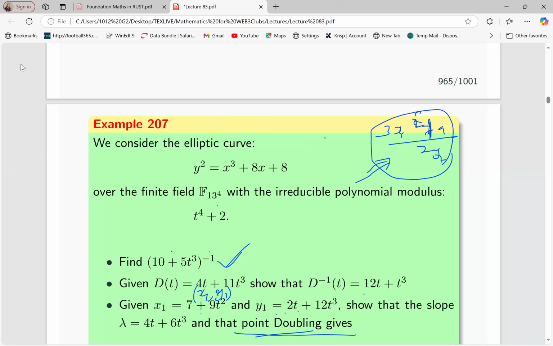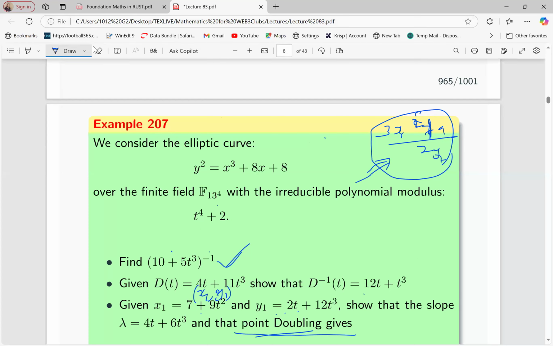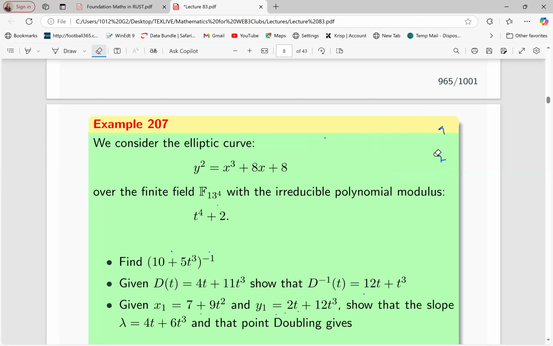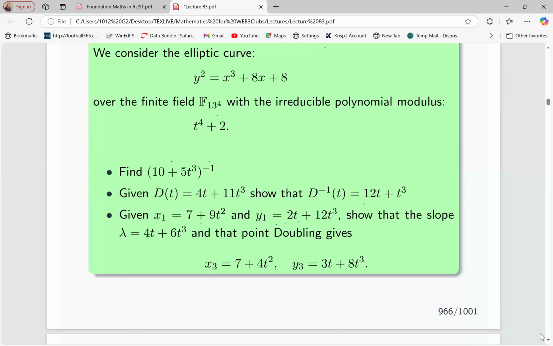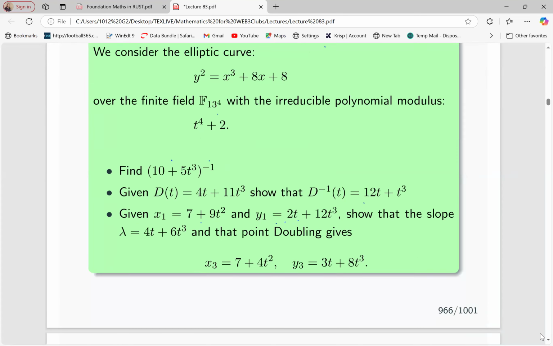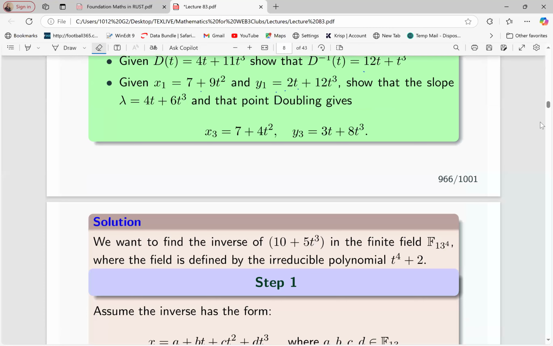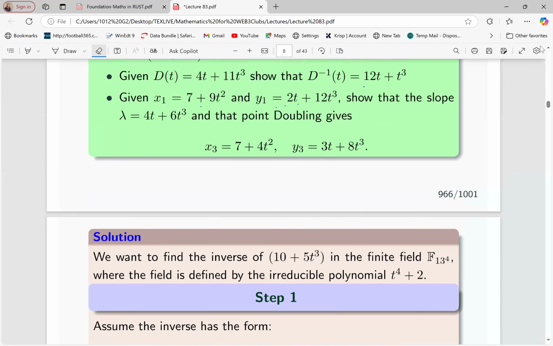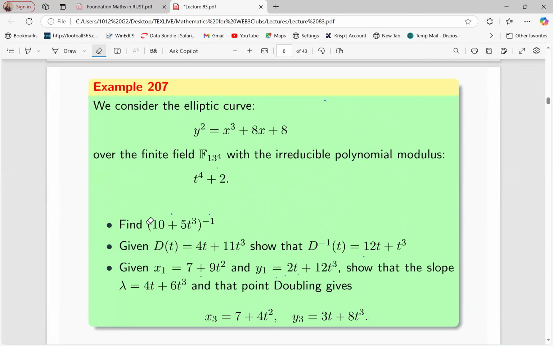So that's what we want. That's what we want to do. And after we've done that, look at the code and you see how we wrote the inverse for doing that, how we wrote the function for doing slope, and how we wrote the function for doing doubling. Now, so step one, we are finding the inverse.